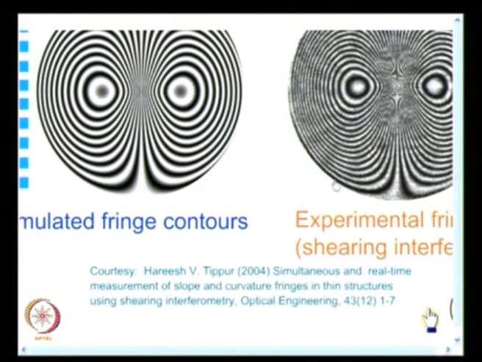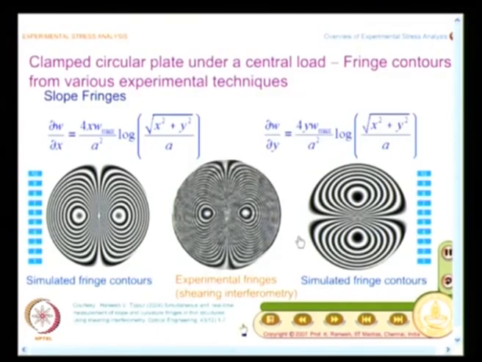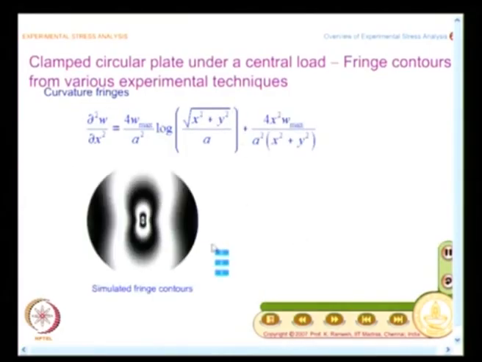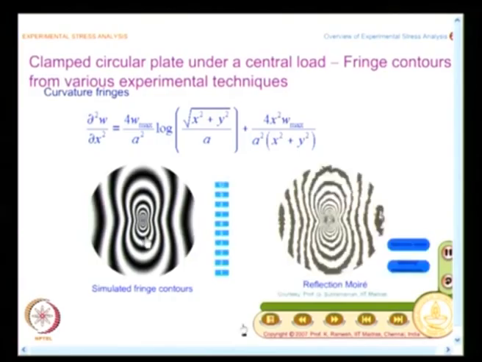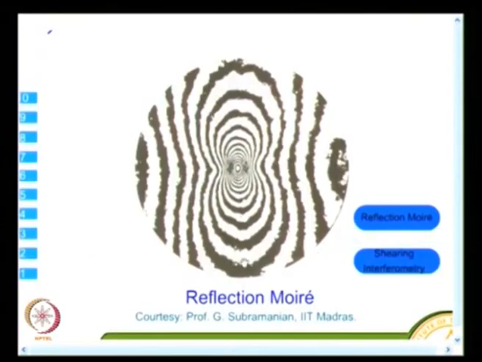You see only slope fringes here, and what we would see now is the curvature, and curvature information looks like this, and the simulated fringe contours are like this. And if you go to the experimental technique, you have a nice set of curvature fringes, and you may note from the experimental fringes we have seen earlier, these borders are not smooth, they are jagged, but you see the same shape as what you have seen here. This result is from Professor G. Subramanian. He was an exponent of Moire interferometry in the country, and this is from reflection Moire.